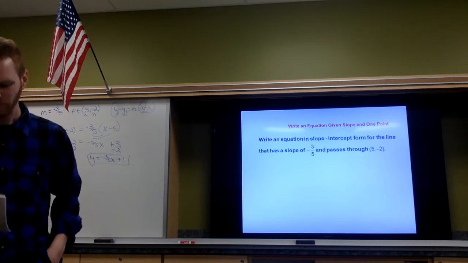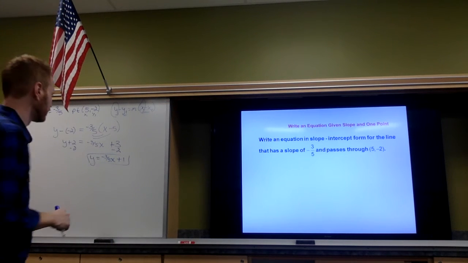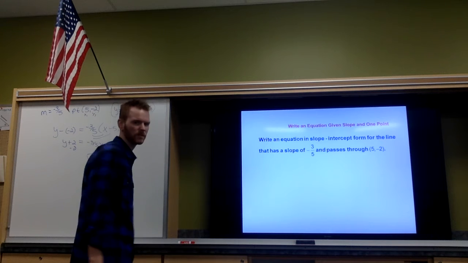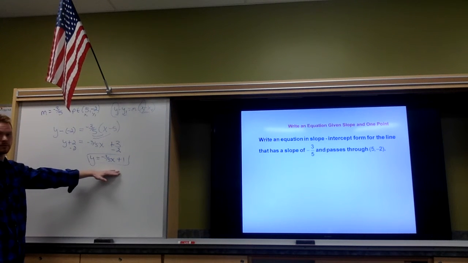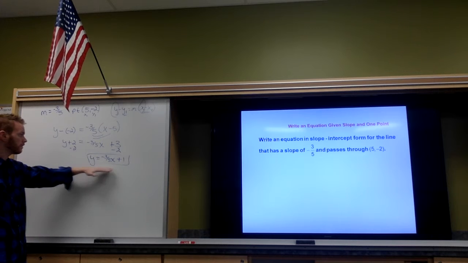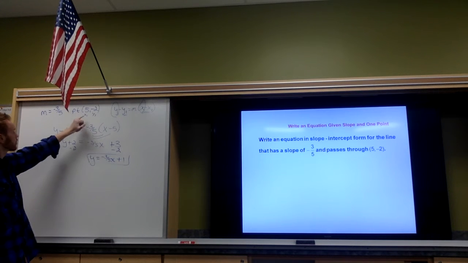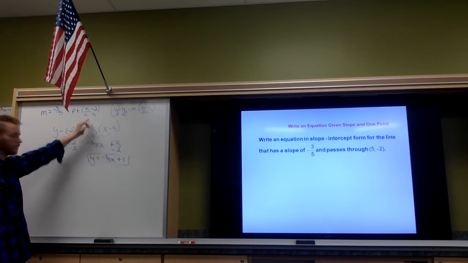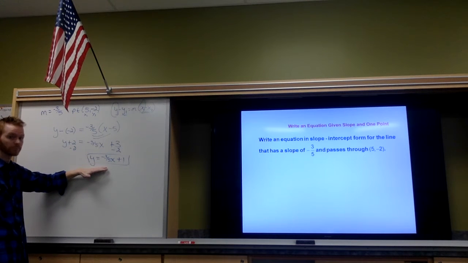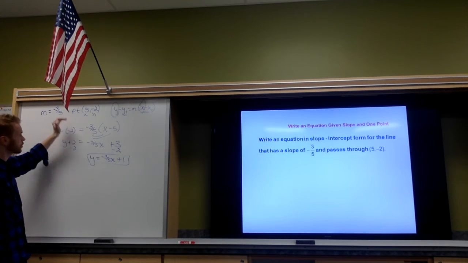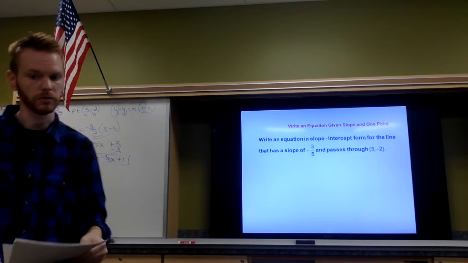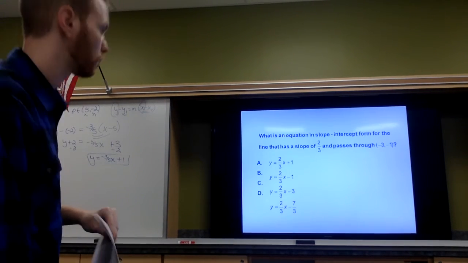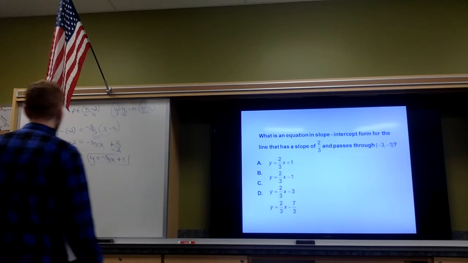Can we check to see if that does work? Yeah. If you were to graph this, you can use Desmos. If you graph this on Desmos, locate the point (5, -2). Does it cross the line? And it should. Then use the slope to see if the other points that you locate are on that line too. So graphing this is a great way to check your work. Okay, let's do another one.